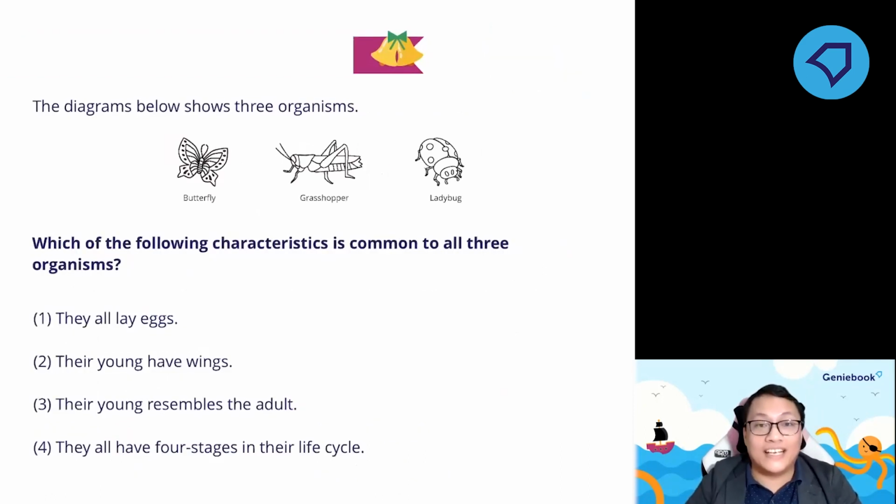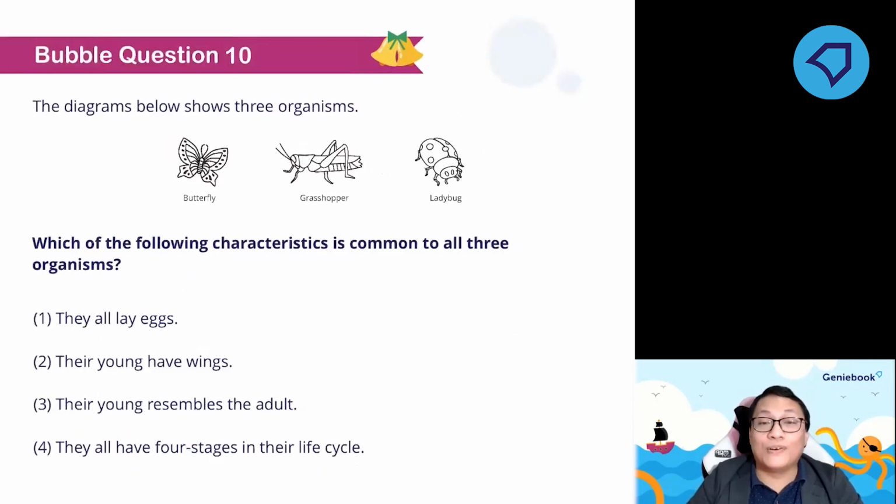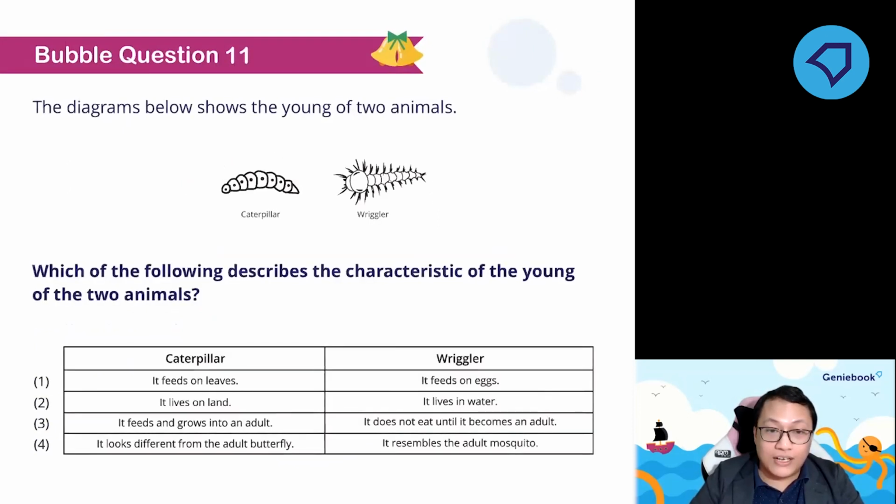Okay, so this one is very easy. Common to all these 3 organisms. Okay, so what is the answer for this one? They all lay eggs. Yeah, so it's very obvious. Okay, and the last question. So what is the answer? The answer is number 2.